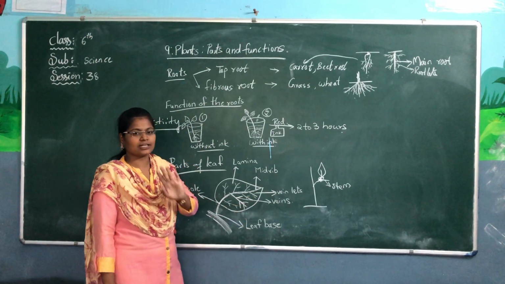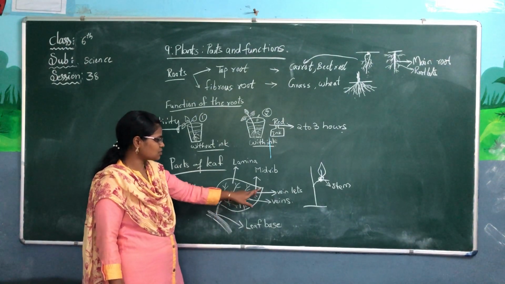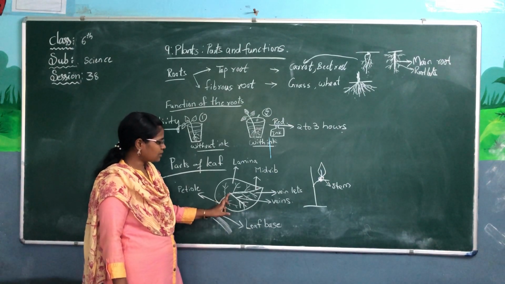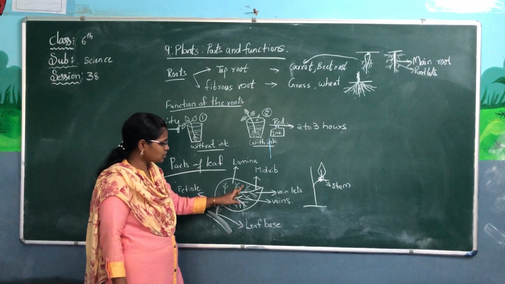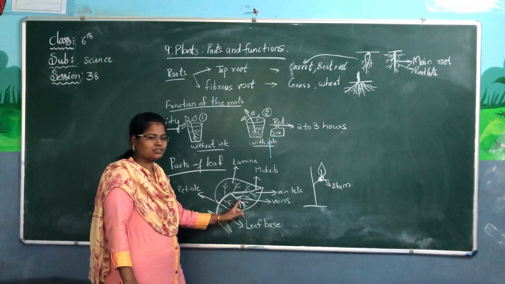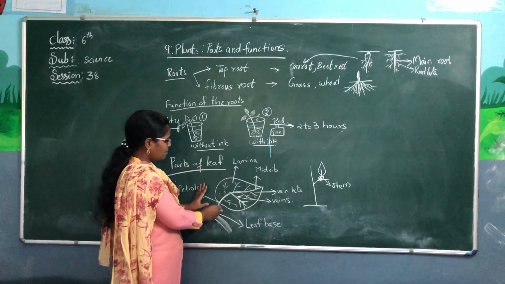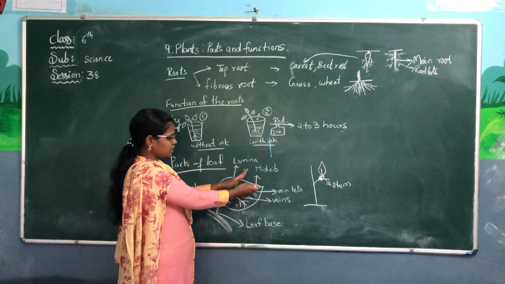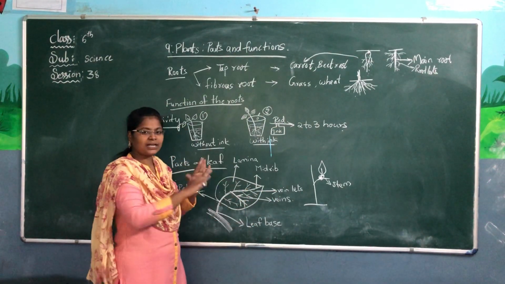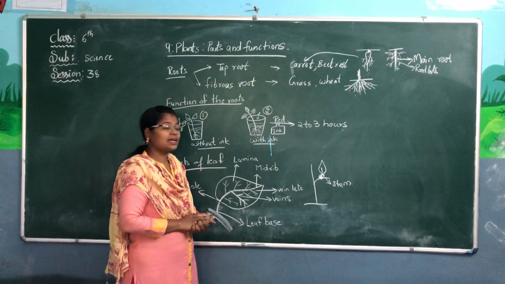I'll explain these three things once again. The middle line from this end to this end is the midrib. From the midrib, there are other line-like structures; these are veins. From veins again you will see thin structures; they are veinlets. Apart from leaf base, petiole, midrib, veins and veinlets, the complete other green structure is the lamina.